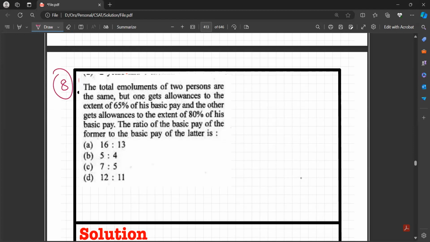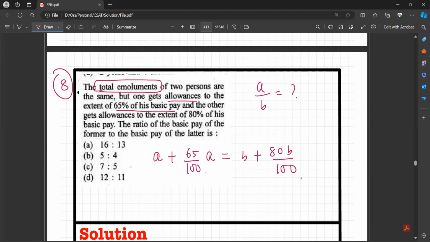The total emoluments of two persons are the same. But one gets allowances to the extent of 65% of his basic pay. Let the basic pay be A. 65% of the basic pay will be 65 by 100 times A. This is equal to the other person's allowance, that is B plus 80% of B. Then the ratio of the basic pay, A by B, equals what? A being the basic pay.